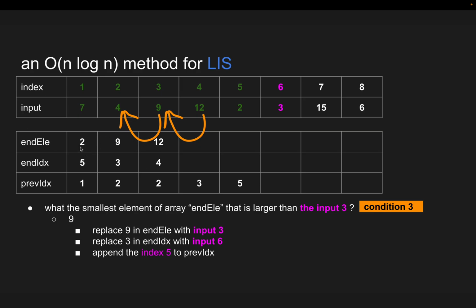2 is smaller than 3. 9 is larger. 12 is larger. Here we compare it by hand. Of course, in a program we should implement it by binary search. So of course it is 9. So we replace 9, sorry, with 3.